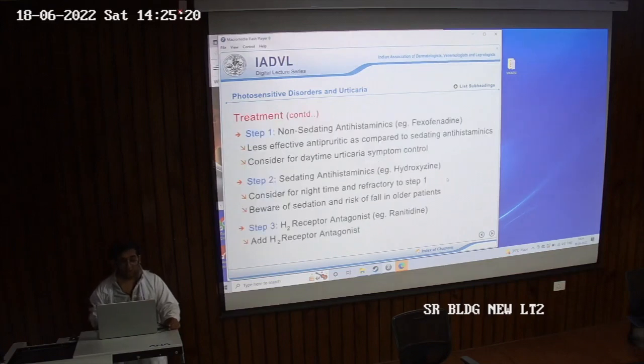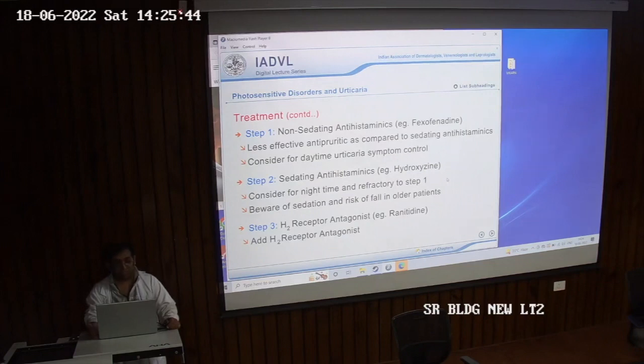Step 1: non-sedating antihistaminics such as fexofenadine. These are less effective as compared to sedating antihistaminics. Consider for daytime urticaria symptom control. Step 2 is sedating antihistaminics such as hydroxyzine. This should be given at nighttime and if refractory to step 1. Beware of sedation and risk of fall in older patients.